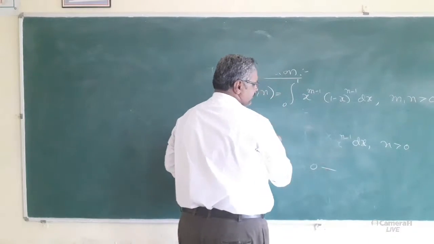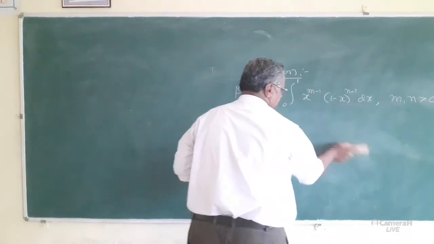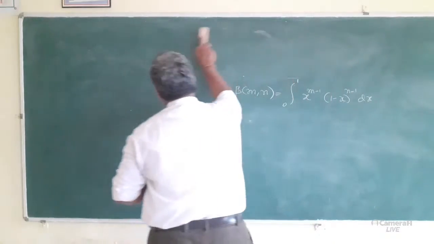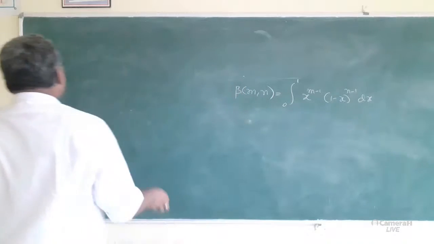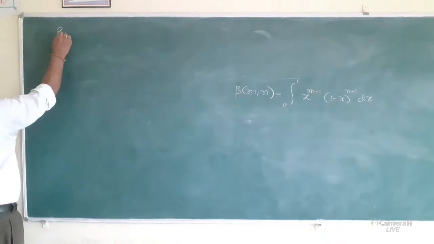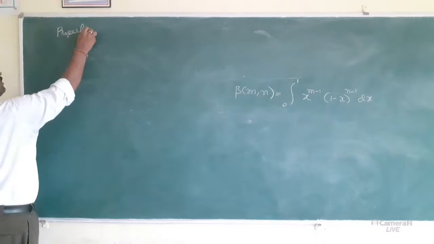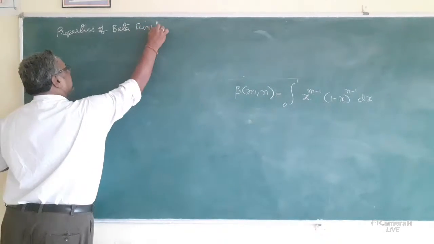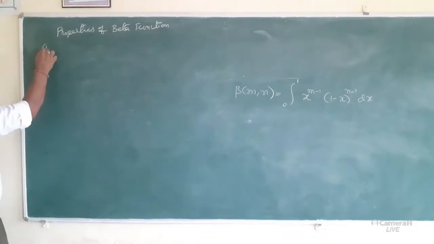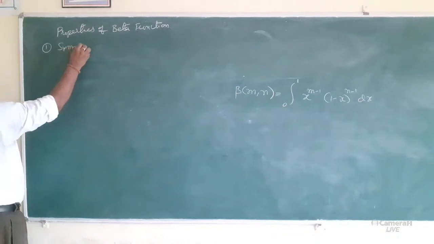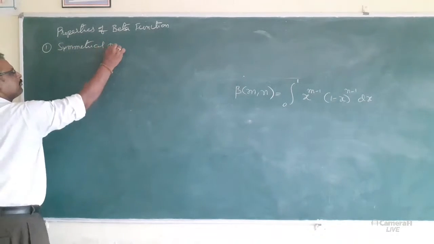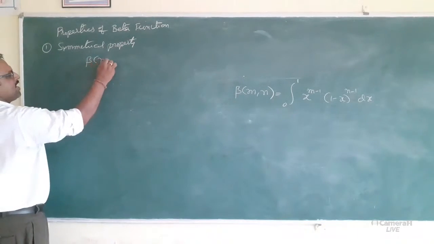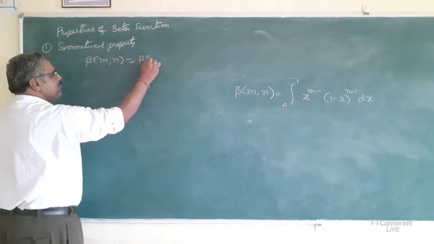Now, properties of beta function. First we will discuss the properties of beta function. Actually we have only one property, that is nothing but the symmetrical property. What is the symmetrical property? Beta m n equals beta n m.